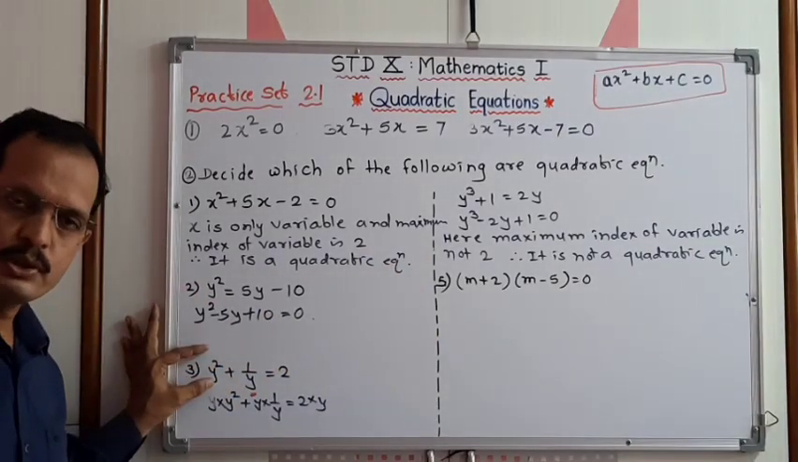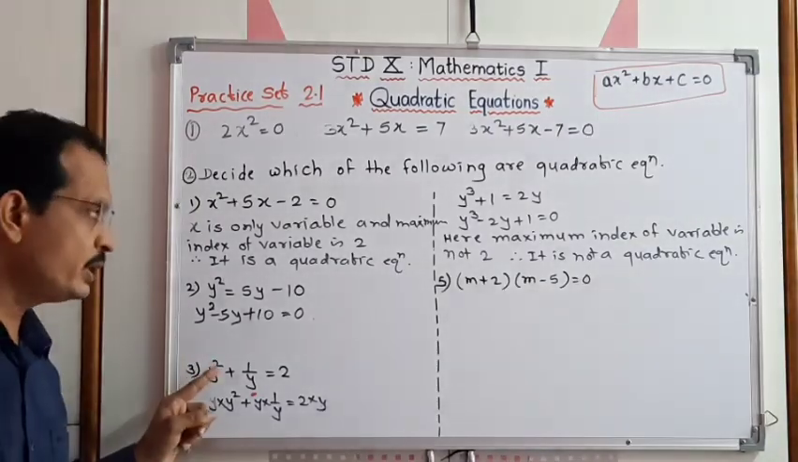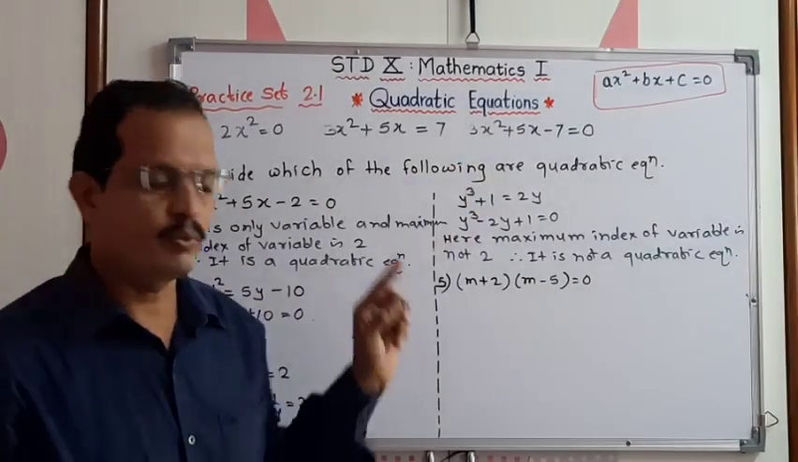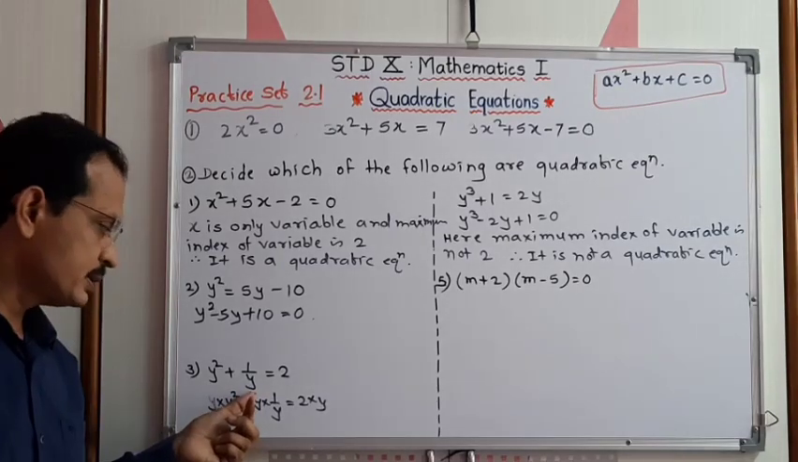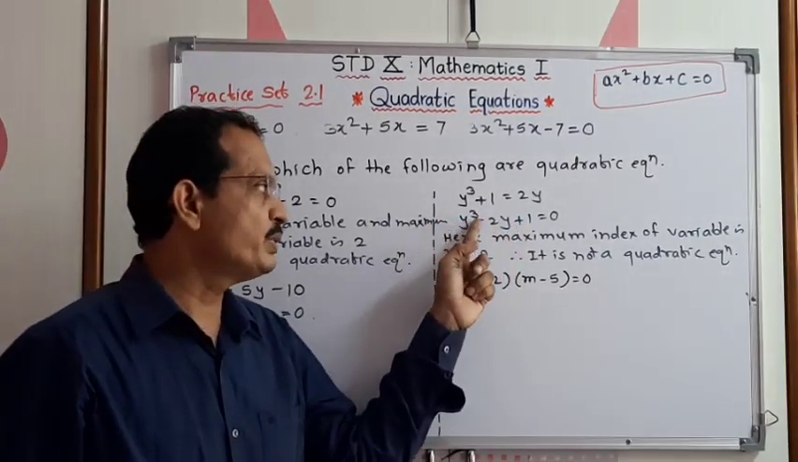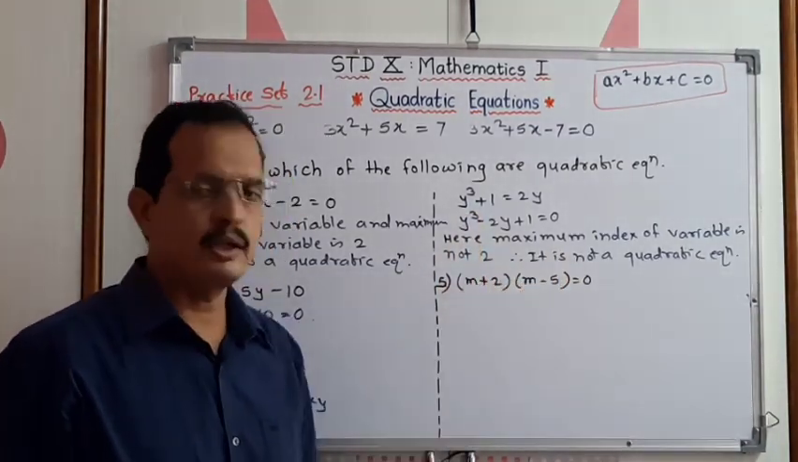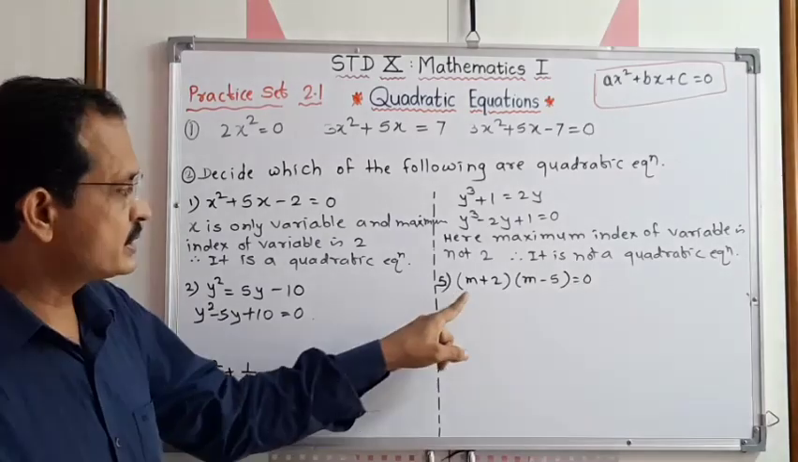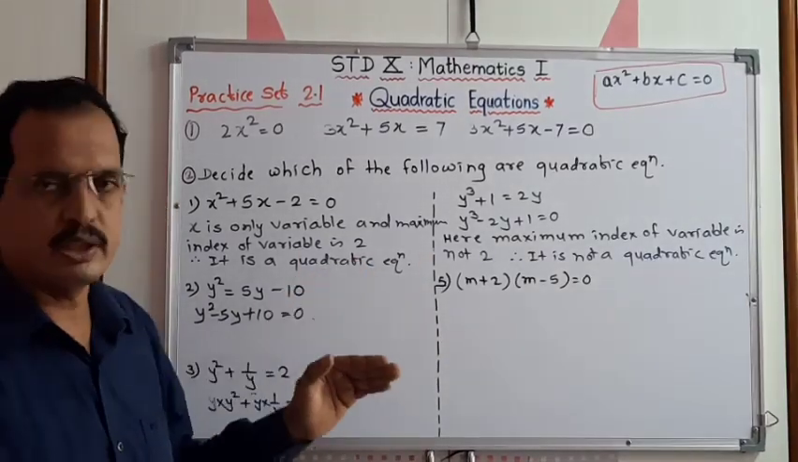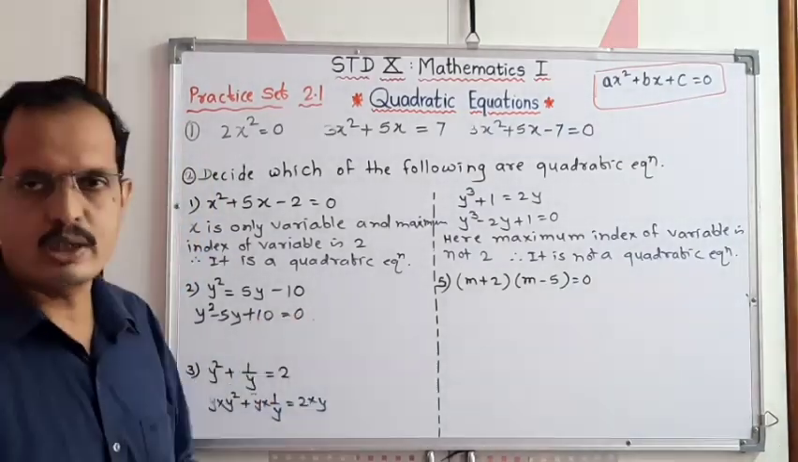If we just observe, we come to know that it is quadratic. But if we try to write it in a standard form, we have to eliminate this. After elimination, we will get the equation like this, and the maximum index is not 2, it is 3. Therefore, it is not a quadratic equation. Now the question number 4 is the same as the third. You have to solve that.